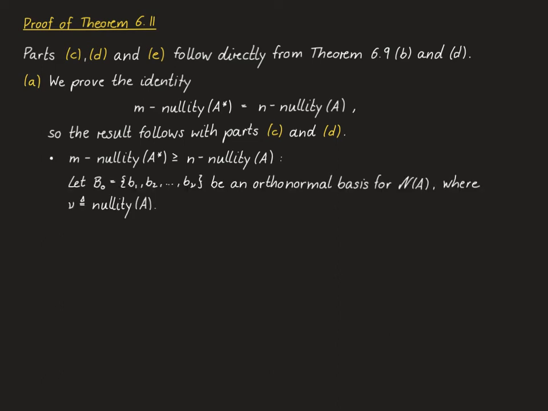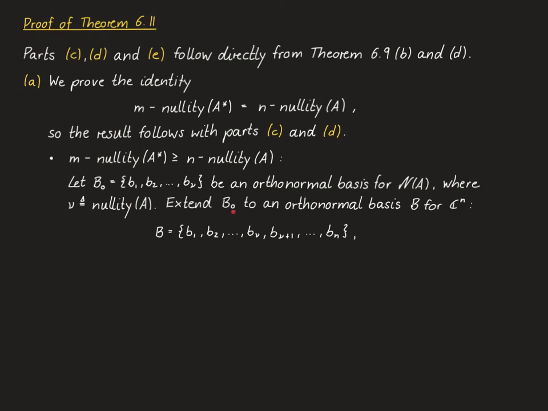So let the set B0, consisting of the vectors b1 through b nu, be an orthonormal basis for the null space of A, which always exists because the null space of A is a vector space, and hence it has a basis, and hence we can use the Gram-Schmidt procedure to make this basis orthonormal. Here, the Greek letter nu is used to denote the nullity of A, which was defined as the dimension of the null space of A. Hence, the basis contains exactly nu basis vectors.